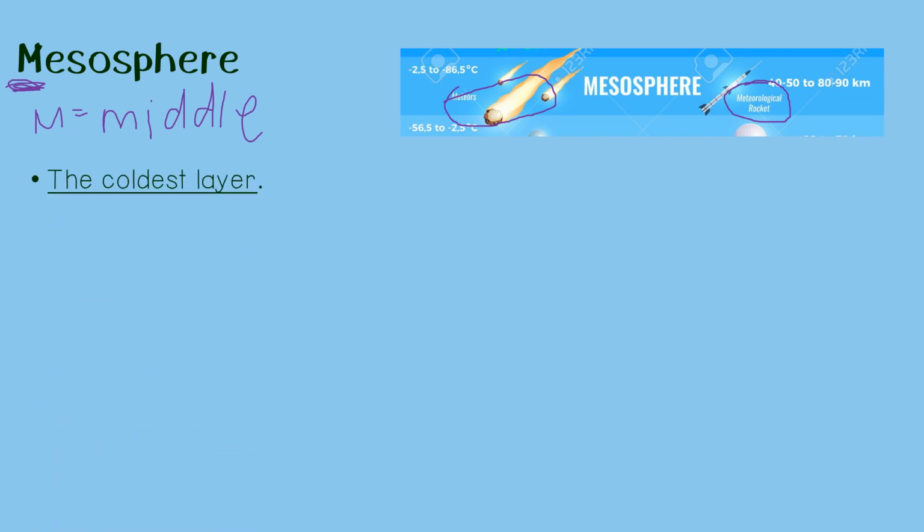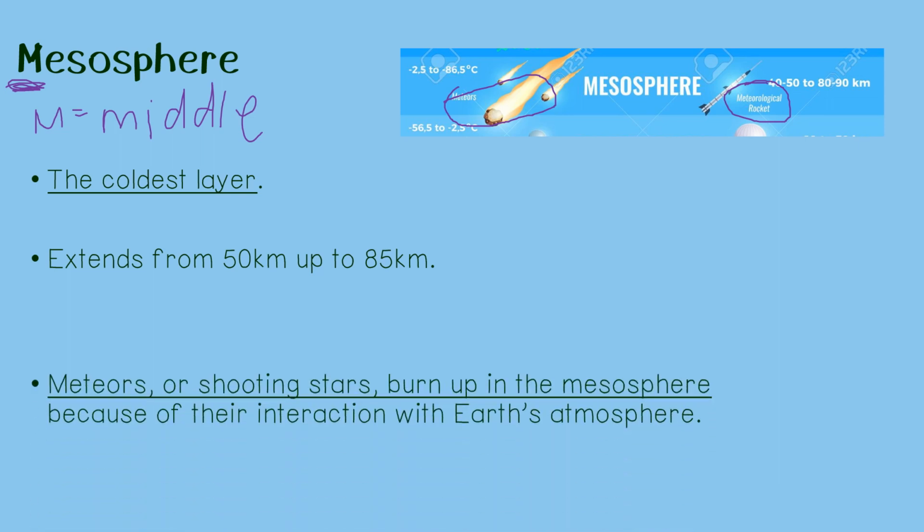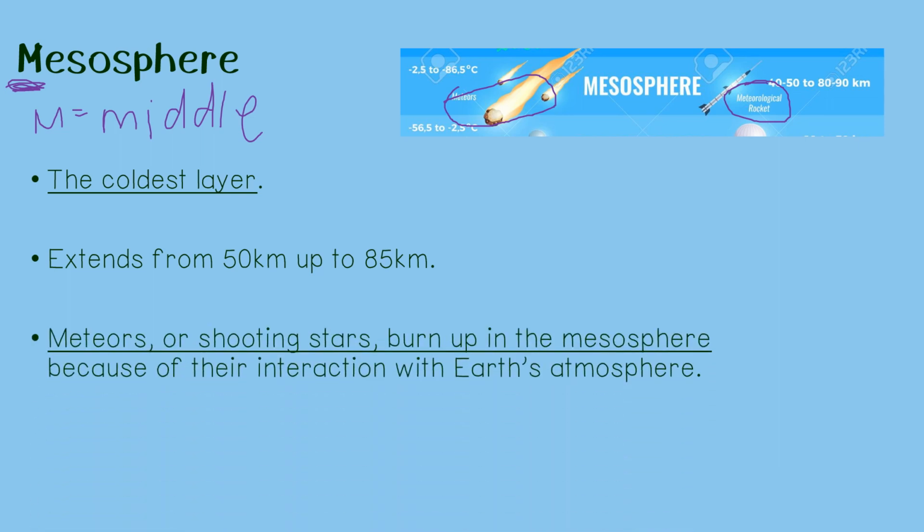Let's see what's happening in the mesosphere. It is the coldest layer. The mesosphere is the coldest layer. It extends from 50 kilometers up to 85 kilometers. Meteors, or shooting stars, burn in the mesosphere because of their interaction with Earth's atmosphere. They're coming in contact with the air and it's causing them to burn up. So temperature decreases, and that makes sense because if it's the coldest layer, then the temperature is going to decrease.